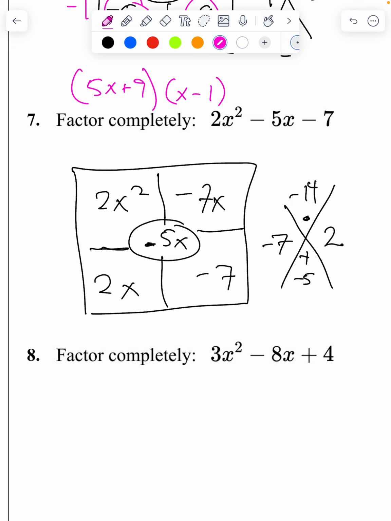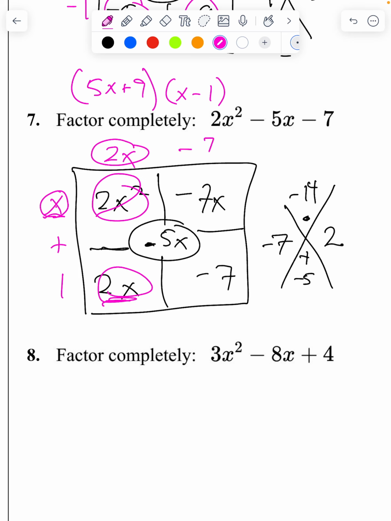So to get 2x squared, I need x times 2x. I'm going to put the 2x across from this 2x, because then x times 2x gives me the 2x squared. X times negative 7, and then 1 times negative 7 is negative 7. So my answer is 2x minus 7, and then x plus 1.